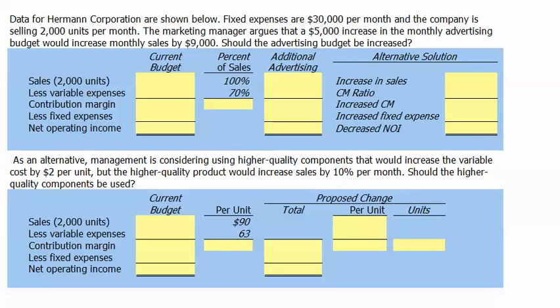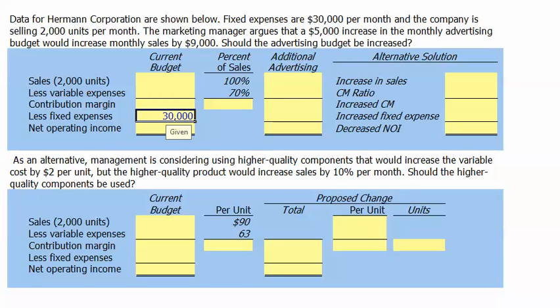Data for the Herman Company are shown below. Fixed expenses are $30,000 per month, and the company is selling 2,000 units per month. The marketing manager argues that a $5,000 increase in the monthly advertising budget would increase monthly sales by $9,000. Should the advertising budget be increased?